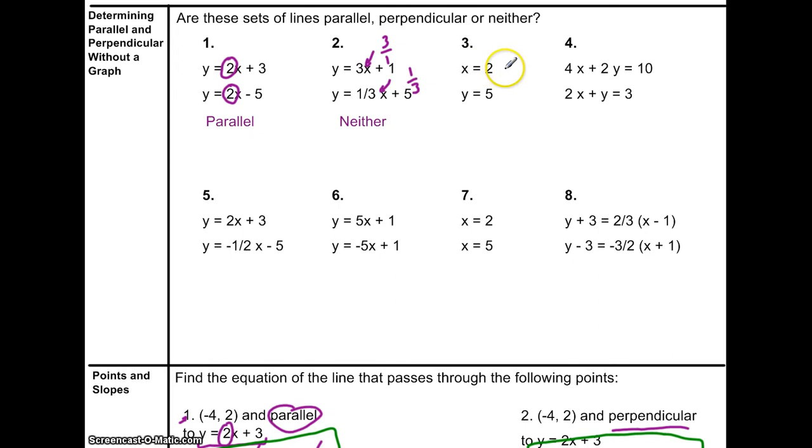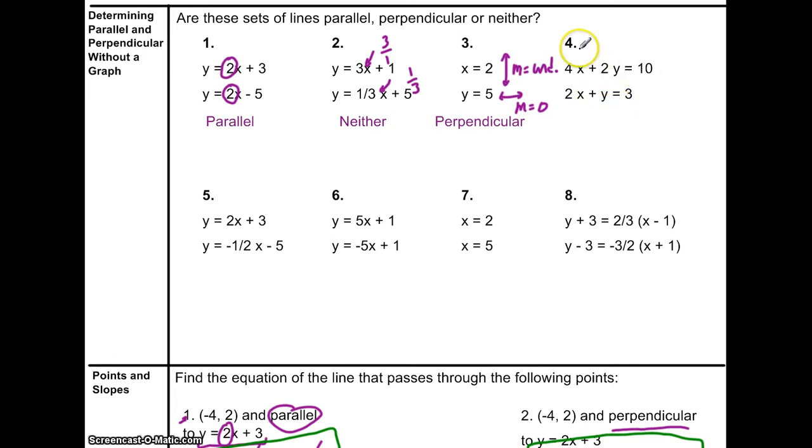When we look at something like 3, we've got x equals 2 and y equals 5. Remember, x equals 2 is going to be a vertical line with a slope that is undefined, and y equals 5 is going to be a horizontal line with a slope that is 0. Now, a horizontal and vertical line, those are definitely going to be perpendicular to each other.